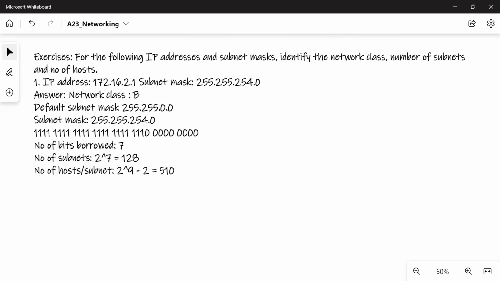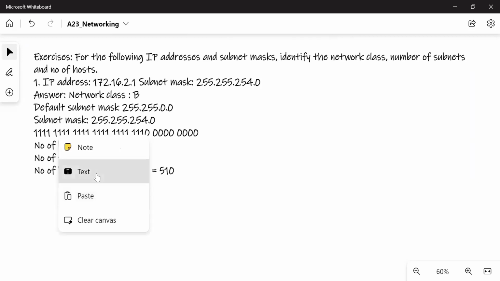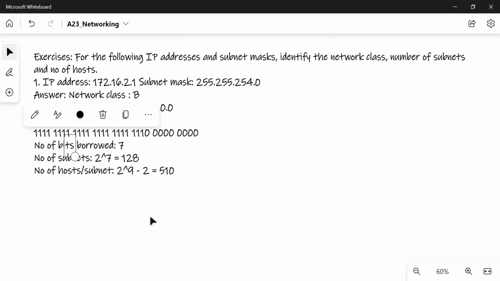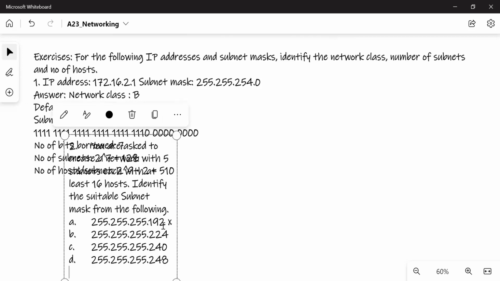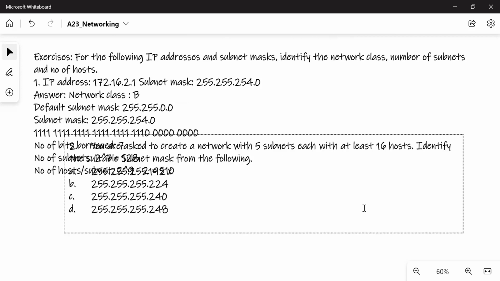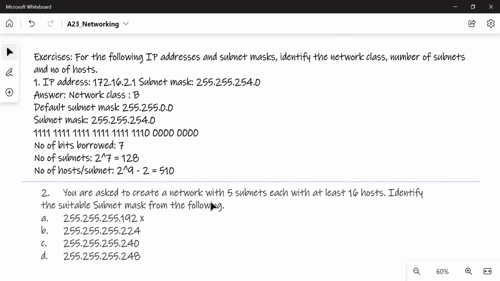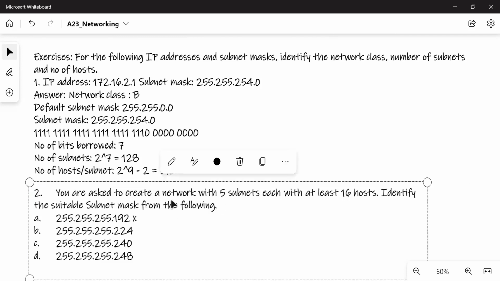Now you are given another question. So let me check the answer for this one. In this one, you have been given a couple of subnets, and then a network with 5 subnets, each with at least 16 hosts. Identify a suitable subnet mask from the following.